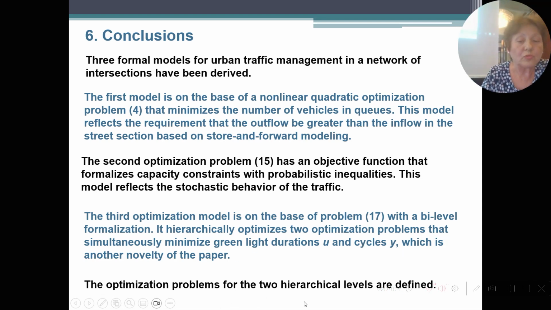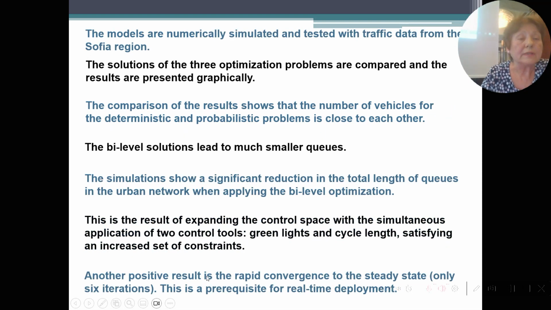The optimization problems for the two hierarchical levels are given. The models are numerically simulated and tested with traffic data from the Sofia region, and the solutions of the three optimization problems are compared and the results are presented graphically. The comparison gives preference to the bi-level results. The simulation shows significant reduction in the total length of queues in our urban network when we apply bi-level optimization. Another positive result is the rapid convergence to the steady state in 6 iterations, which allows this approach to be applied in real time.